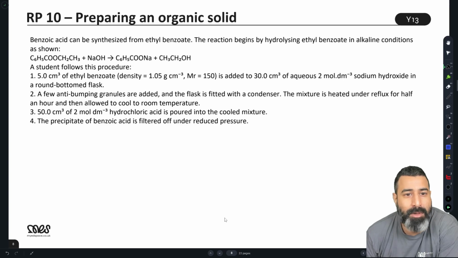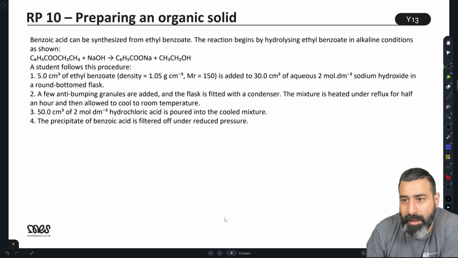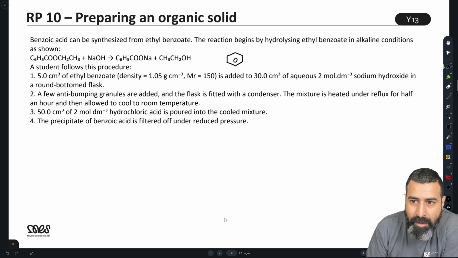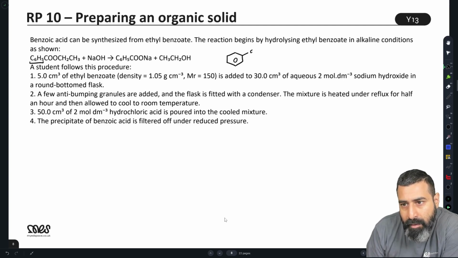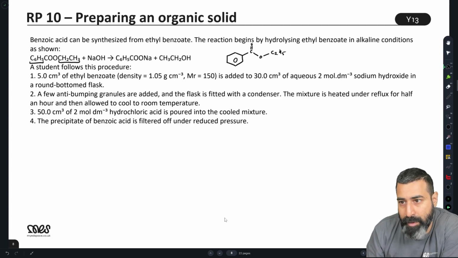So, benzoic acid can be synthesized from ethyl benzoate. We've got the reaction shown below, and it's in alkali conditions. So what I might do is just draw the displayed formula for what's going on. That's my phenyl group, C6H5. There's my C double bond O, and there is my C2H5, my ethyl group that I've just drawn. So this is ethyl benzoate.